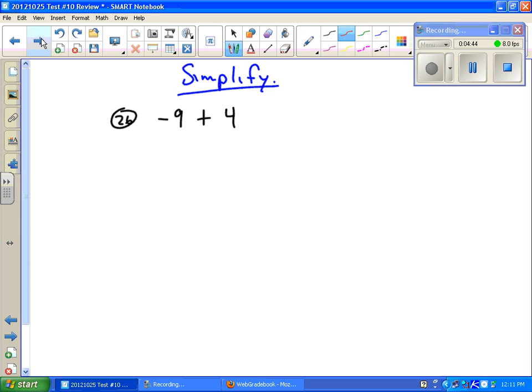26 says simplify -9 plus 4. We have opposite signs, -9 and +4. So subtract their absolute values. 9 minus 4 is 5. 9 is farther away from 0. It's the higher absolute value, so it's negative, so 5 is going to be negative.